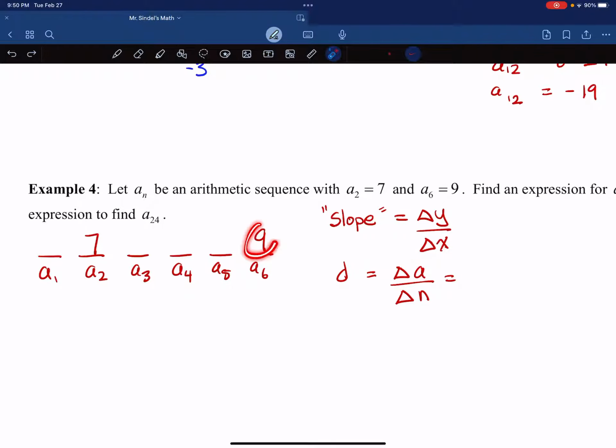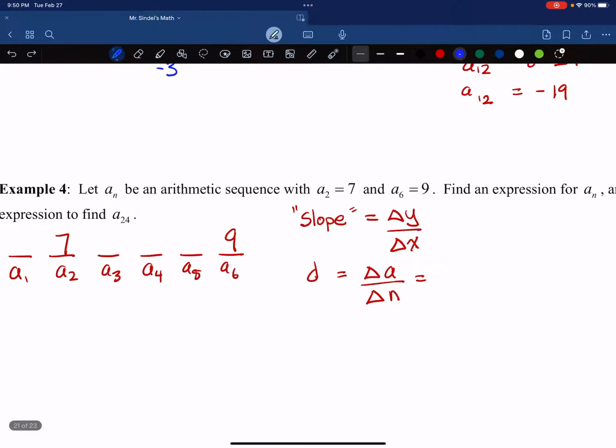The change in numbers, I went from 7 to 9. So I'll try to color code this. This is going to be in blue. To get from 7 to 9, I went up 2. So this one is going to be plus 2. And then to get from the second term to the sixth term, I went up 4. So this is going to be plus 4 for the term numbers. And then this fraction here is going to be a positive 1/2. And that is the common difference.